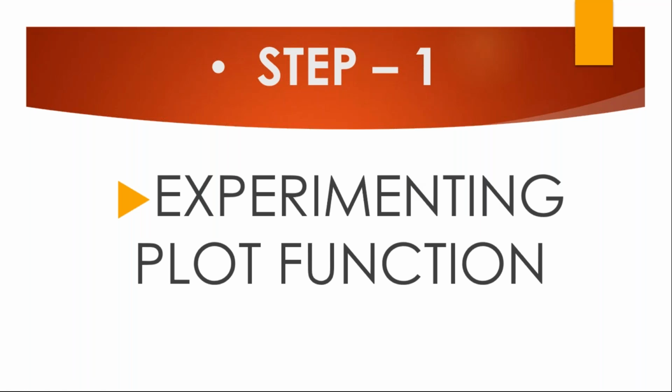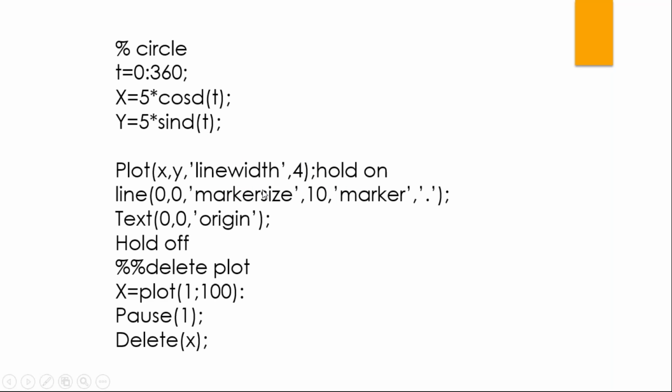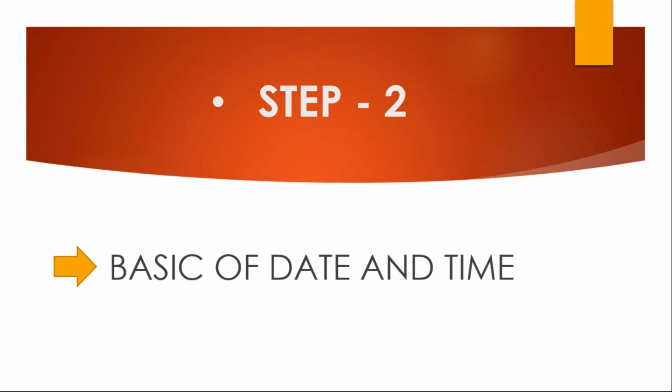The first step is the basic plot of the program. A point in a plane can be determined by x, y coordinates. So in order to make a circle, the x coordinate should be r, that is the radius, times cos theta, where theta is the angle that runs from 0 to 360 degrees. And in this code we also used delete plot, which will indicate the movement of the hands in the clock. The next steps will be said by our other group members. Others, please continue.